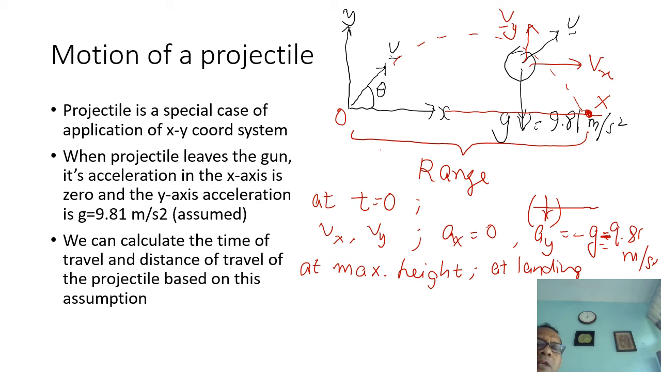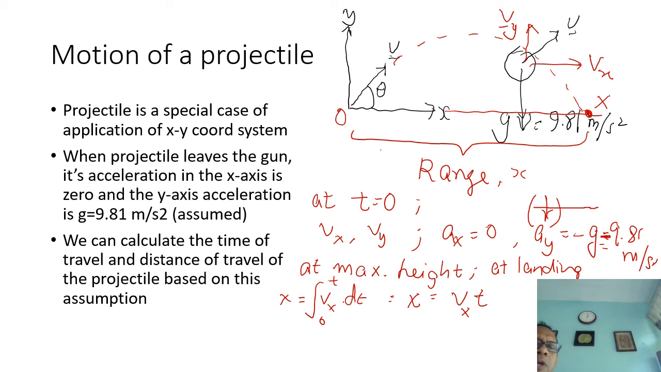So from Vx, we know that x equals the integration of Vx dt from 0 to t. So we know that the range equals x. This is x. So that equals Vx t.